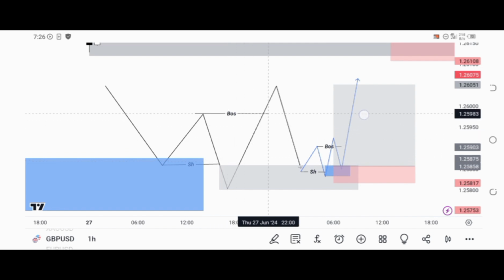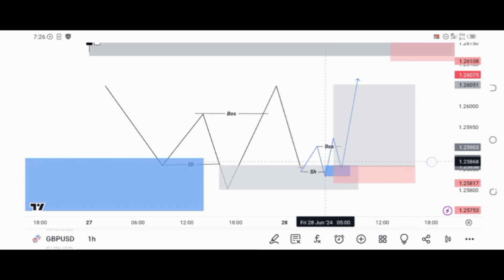Since we are looking for buys in our order block, we'll wait for it to take out this high. Once it takes out this high, we'll call it break of structure. Then after it takes out the high, we'll just allow it to retrace back into our H1 or H4 order block.